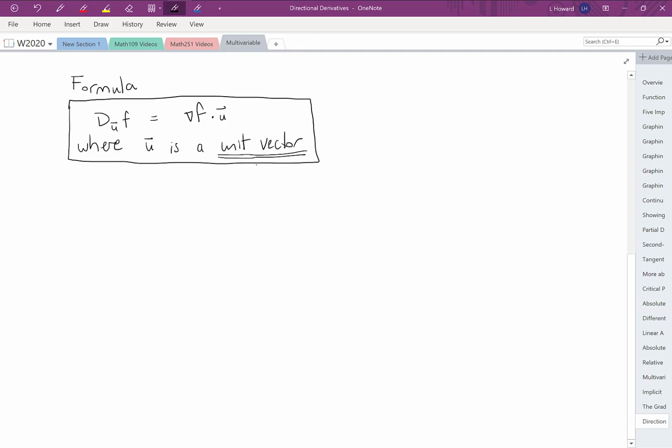The reason we have to do that is because if our vector u had any length other than 1, let's say vector u had length k, then when we calculate the gradient dotted with u, we would get k times the slope of the tangent line. In other words, if vector u is not a unit vector, then our answer would be distorted. In order for this to be geometrically meaningful and to give us the slope of the tangent line, we really need vector u to be 1 unit long.